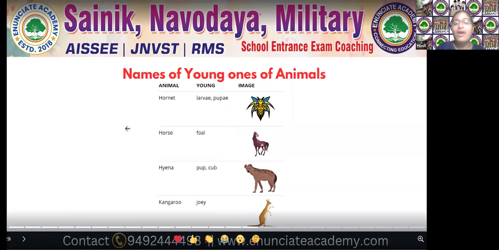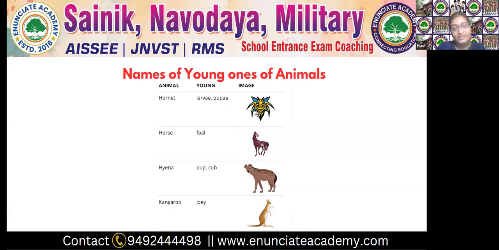And the young one of a hornet, this is a hornet, okay, it looks like a small bird. The young one of a hornet is called a larva or a pupa. The young one of a horse is called a foal. The young one of a deer is called a fawn.